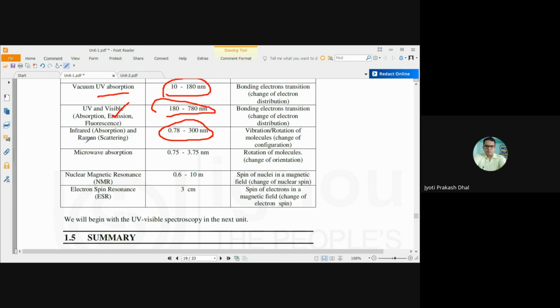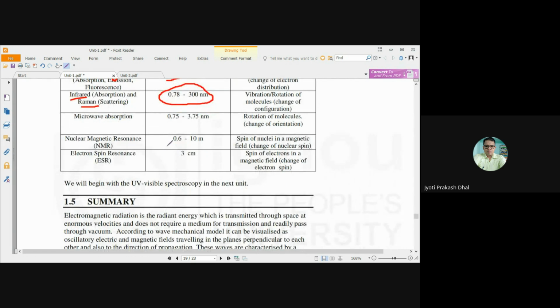If scattering is observed, that is called Raman scattering, and if absorption is observed, that is called IR spectra. And if the sample interacts with electromagnetic radiation of wavelength 0.75 to 3.75 nanometer, and the sample is gaseous, the molecule will undergo rotation, then we will observe microwave absorption spectra.